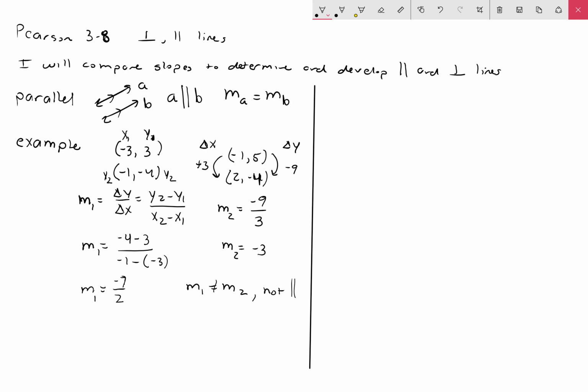This is the one you're going to try. The coordinates are -6, 1, 0, -2, 0, 3, and 4, 1. Take a moment to solve this as my previous example.